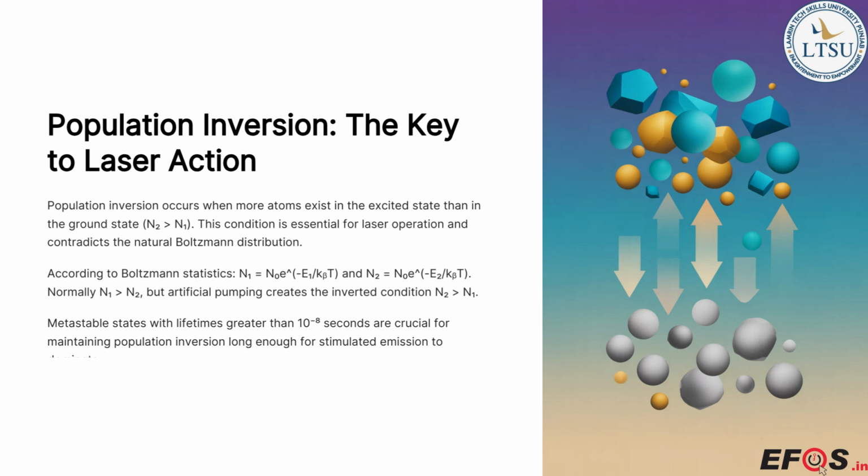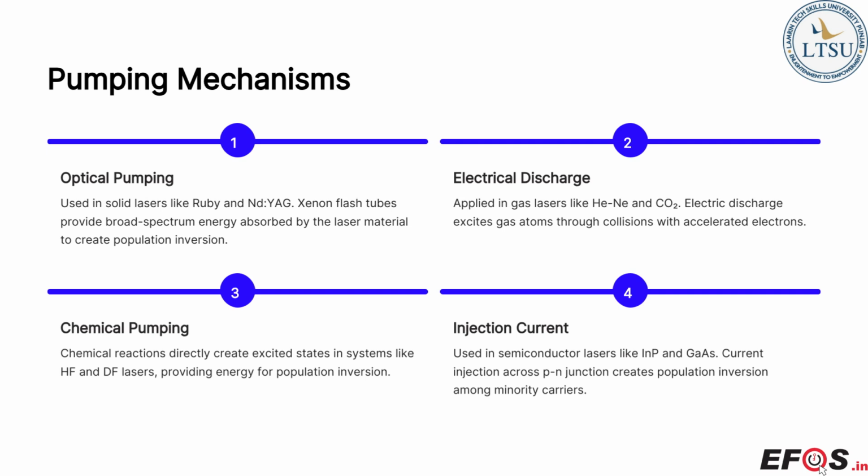This means that more atoms must be in the excited state, N2, than in the ground state, N1: N2 > N1. This condition is absolutely essential for laser operation but contradicts the natural Boltzmann distribution. Normally, N1 would be greater than N2. We use artificial methods called pumping to create this inverted condition. It's also important that the excited state is a metastable state with a lifetime greater than 10^-8 seconds. This stability is what allows the population inversion to be maintained long enough for the stimulated emission to effectively amplify the light. There are four main methods, or pumping mechanisms, used to achieve population inversion.